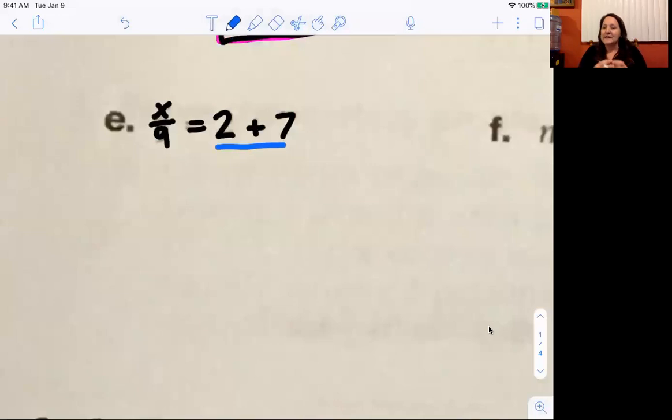Our goal is to isolate the variable, in this case x, but we have to make sure the other side of the equation is ready to go. And if you have a number plus another number, it's not ready to go yet, right? So rewrite the equation. x over 9 equals 9.